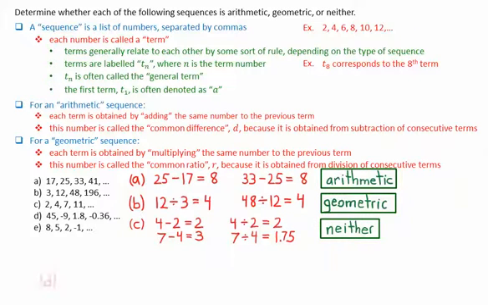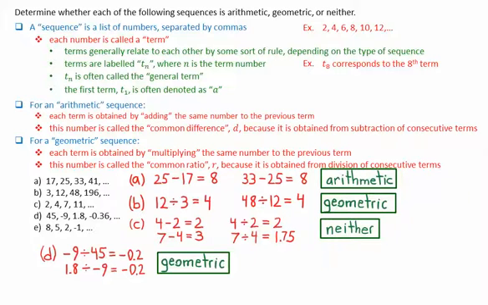For D, in this case, we can divide consecutive terms. The second term divided by the first term, negative 9 divided by 45 equals negative 0.2. Similarly, the third term divided by the second term, 1.8 divided by negative 9, also equals negative 0.2. We could also divide the fourth term by the third term. We would again end up with negative 0.2. This sequence, therefore, is geometric.